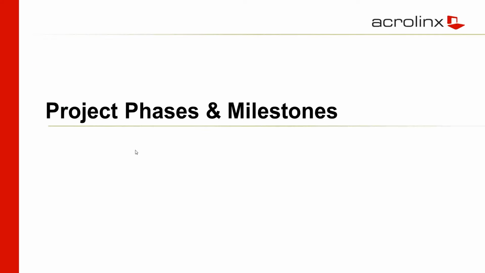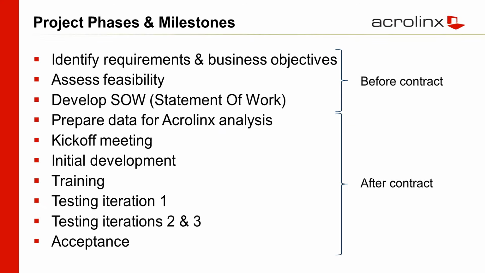Okay, so those are the 6 roles that we've just gone through. Now let's talk about the project itself. So here are the 11 or 12 milestones that we're going to go through. And we're going to start even before there's a contract done with your supplier, such as Acrolinx. So there are some steps that happen before there's a contract that's signed, and then, of course, the main body of the work happens afterwards.